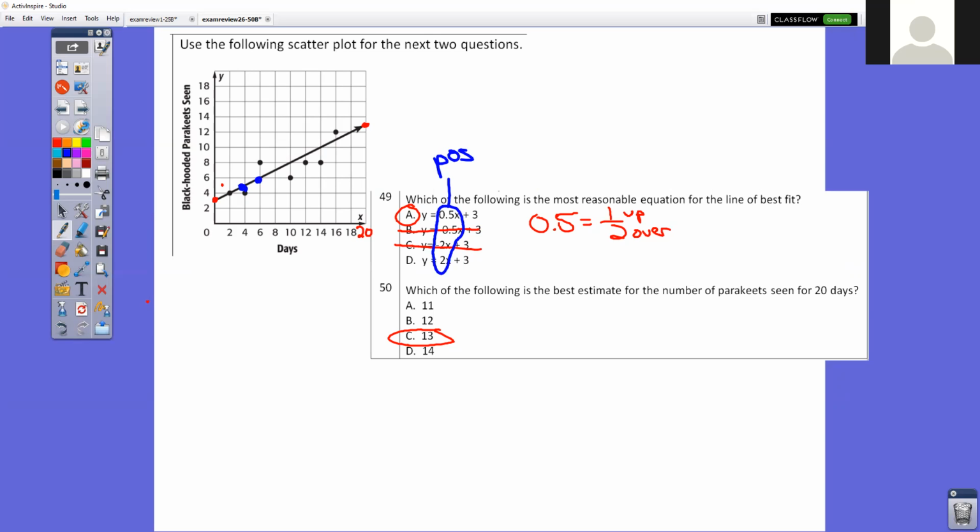Which of the following is the best estimate for 20 days? So we go over to 20, we go up to our trend line, and if we go straight across, it's approximately at 13, which is choice C.